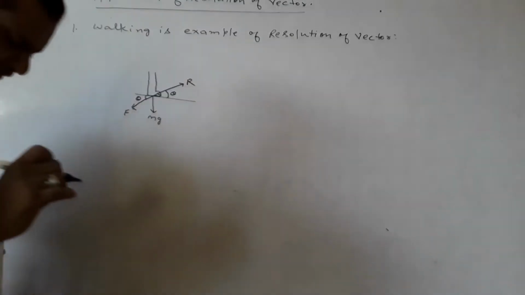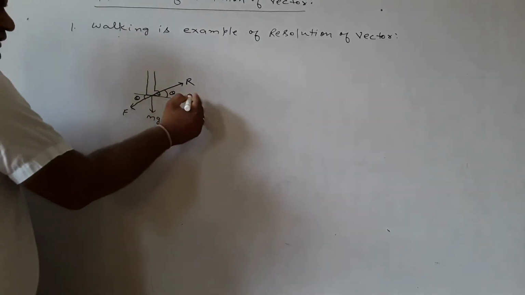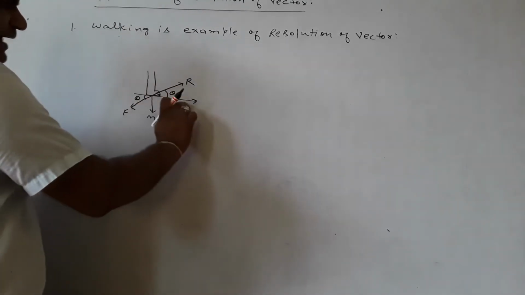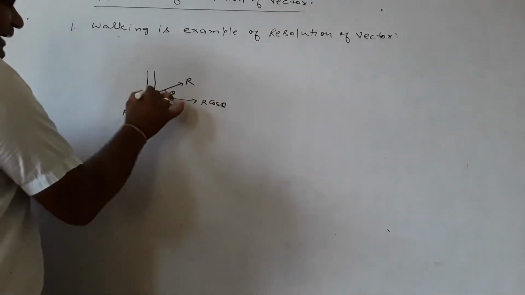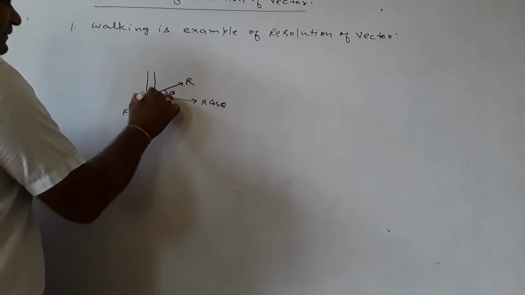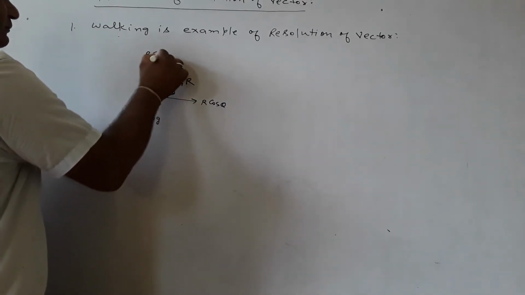According to resolution of vector, resolve capital R into two components. Along the horizontal, it is R cos theta. Along the vertical, this is R sin theta.